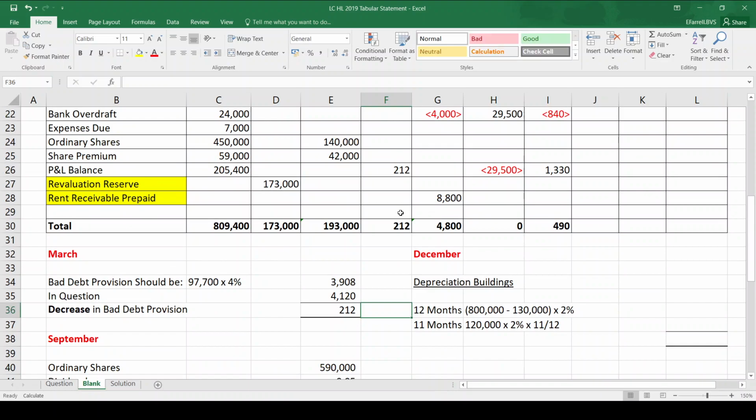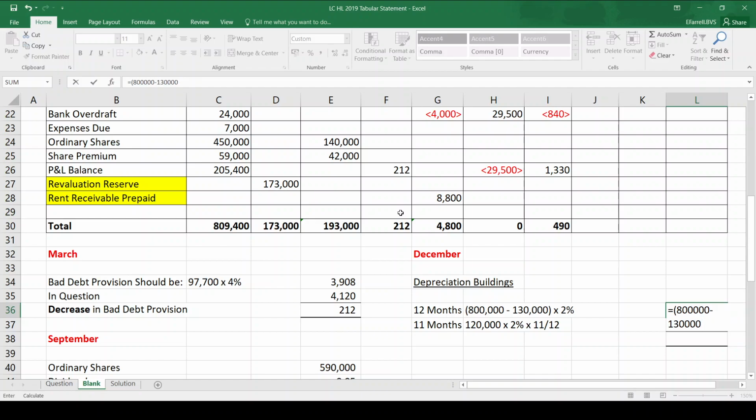So to work this out, the depreciation of buildings. For the full year, I had buildings of 800,000, but I have to take out the land element of that because that's not depreciated. So I need to take out the 130,000, and then the rate of depreciation is 2%, which gives me 13,400. Then for the next 11 months, buildings increased by 120,000 from the start of February. So 120,000 by 2%, which is the rate again, by 11 over 12, because I only had them for 11 months. So in total, my depreciation of buildings came to 15,600.